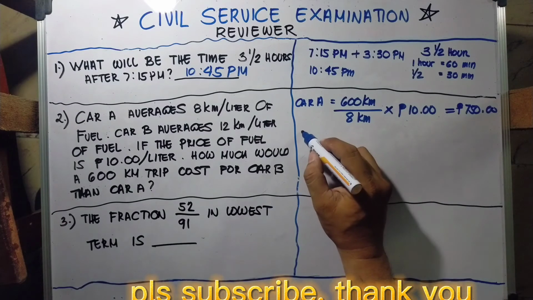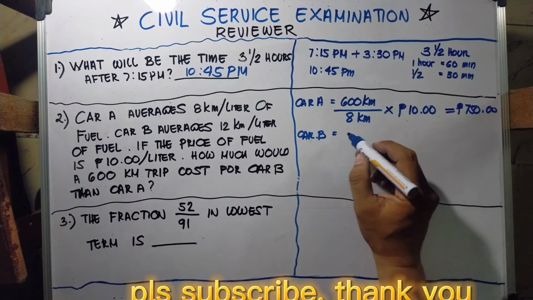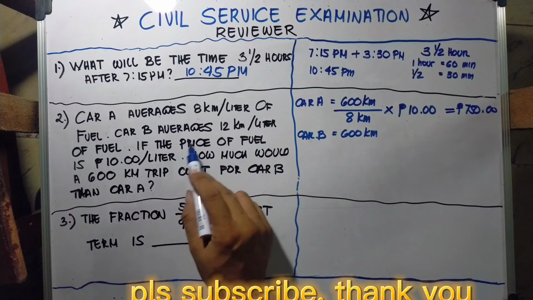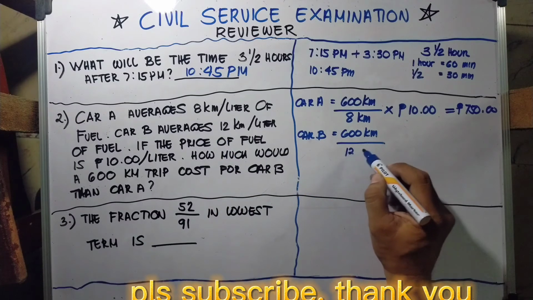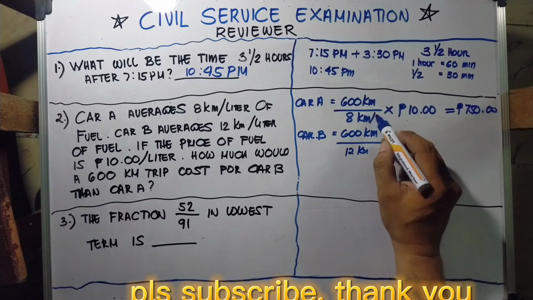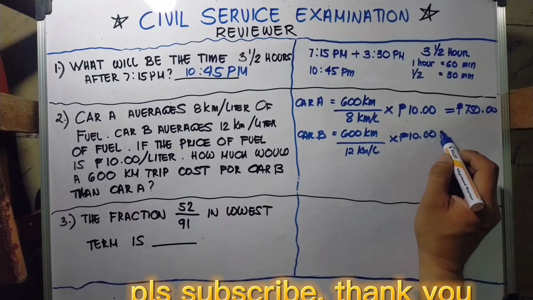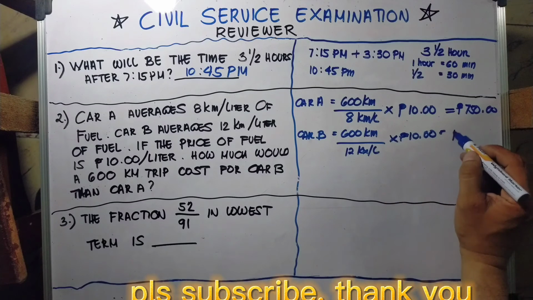Okay, so for car B, 600 kilometers again, that will be the trip, divided by 12 kilometers, because it's traveling at 12 kilometers per liter, times 10 again. So 600 times 10 is 6,000 divided by 12. So that will be 500 pesos.